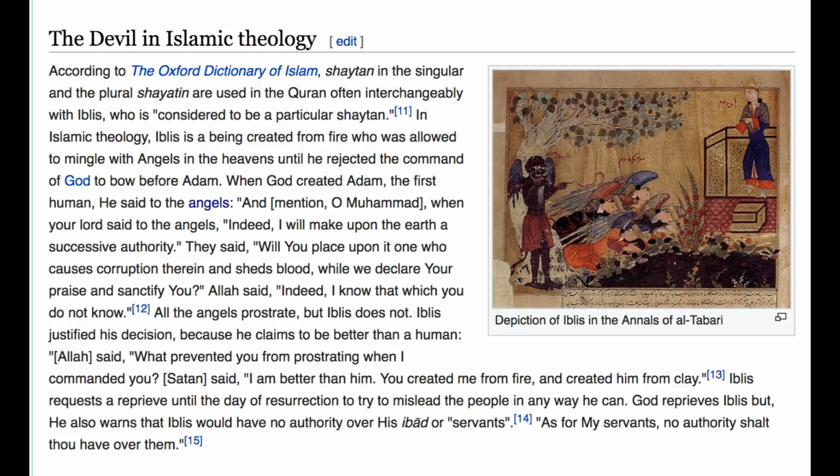God reprieves Iblis, but he also warns that Iblis would have no authority over his ibad, or servants. He can try, but he will never be able to have authority over them. "As for my servants, no authority shall you have over them." The Most High's servants. Who are the Most High's servants?